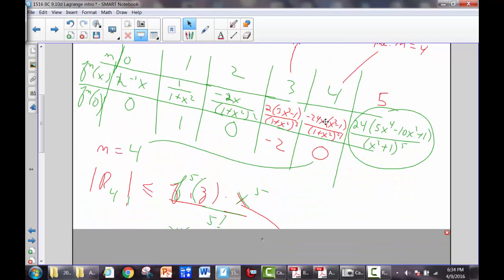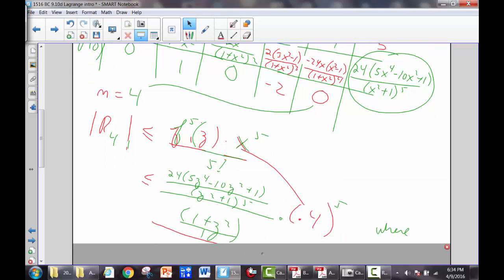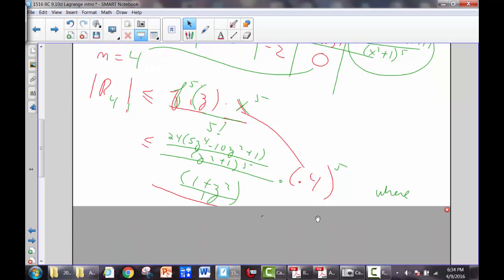So I'm going to go with n equals 4, which means the absolute value of the error would be less than or equal to the fifth derivative at z times x to the fifth over 5 factorial. The fifth derivative at z is this expression right here, just replacing the x's by z's, times 4 factorial.